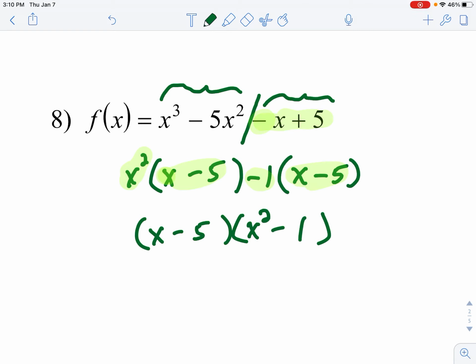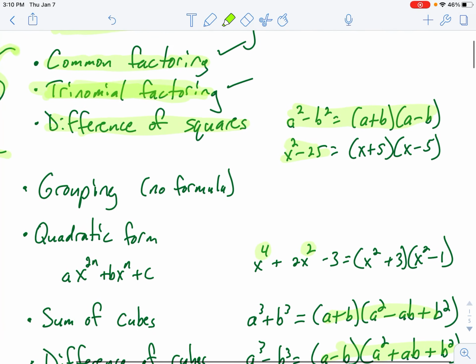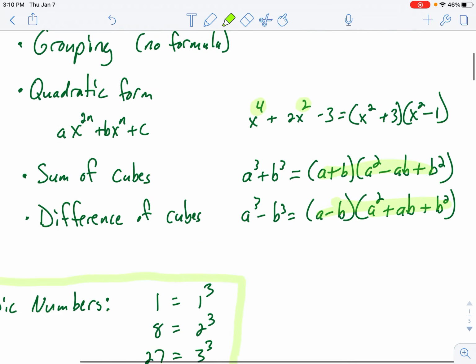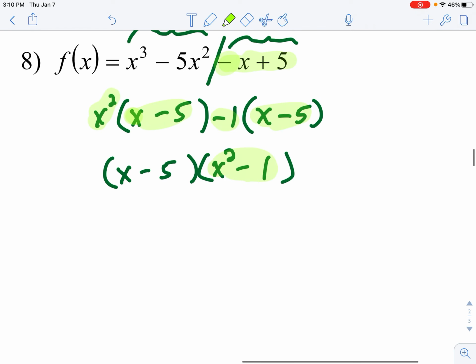Now, this problem is a little extra because x squared minus 1 is a difference of squares. A difference of squares is this formula up here that we've looked at, if you have one square minus another square. So a square can be a variable with a second power, or it can be a square number like 25 or 9 or, I don't know, 64, lots of numbers. Well, 1 is a square number.